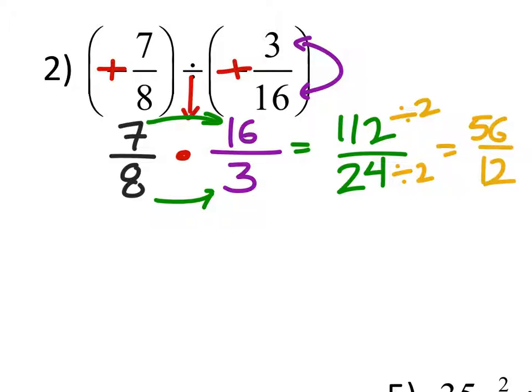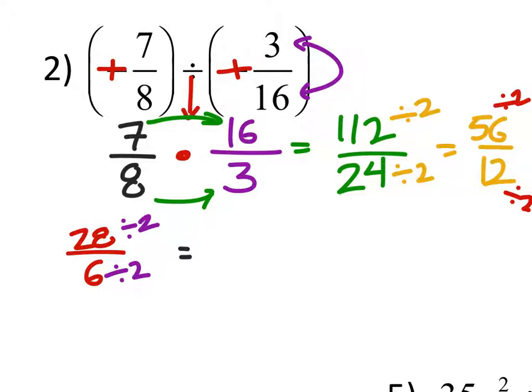And again, we can divide these by 2. And that gives us 28 over 6. And we can divide by 2 again, which would be 14 over 3. And that's as far as we can simplify that.